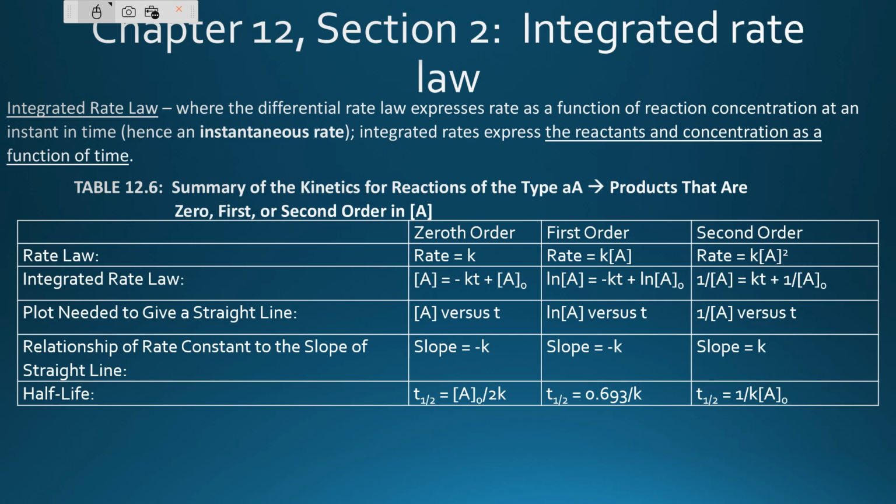The key to all of this is that the plot needs to give a straight line. We take a look at the straight line, and that's how we can see the graph and know what order this is going to be. The relationship is going to be a negative k or a positive k. The half-life is then what we calculate from that. For zero order, we take the initial concentration divided by 2k; for first order, 0.693 divided by k; and for second order, 1 over k times the initial concentration.